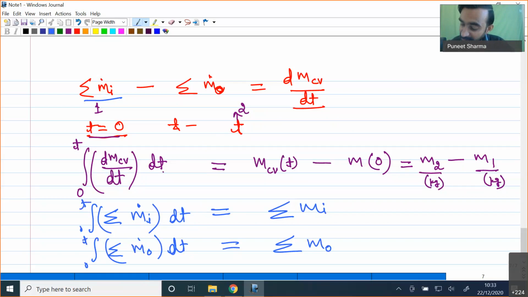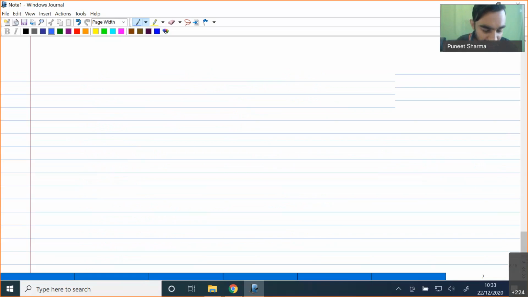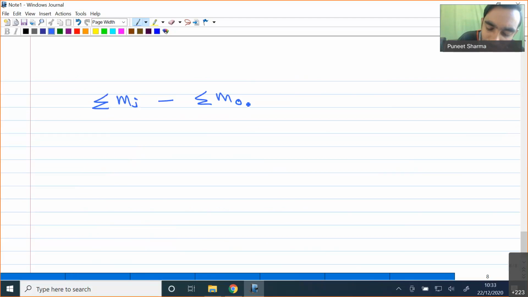So my final equation, the conservation of mass for a transient process, will be: the sum of all the inflow masses minus the sum of all the outflow masses is equal to the mass corresponding to state 2, which represents the final state, minus the mass corresponding to state 1, which represents the initial state at which our process has started.